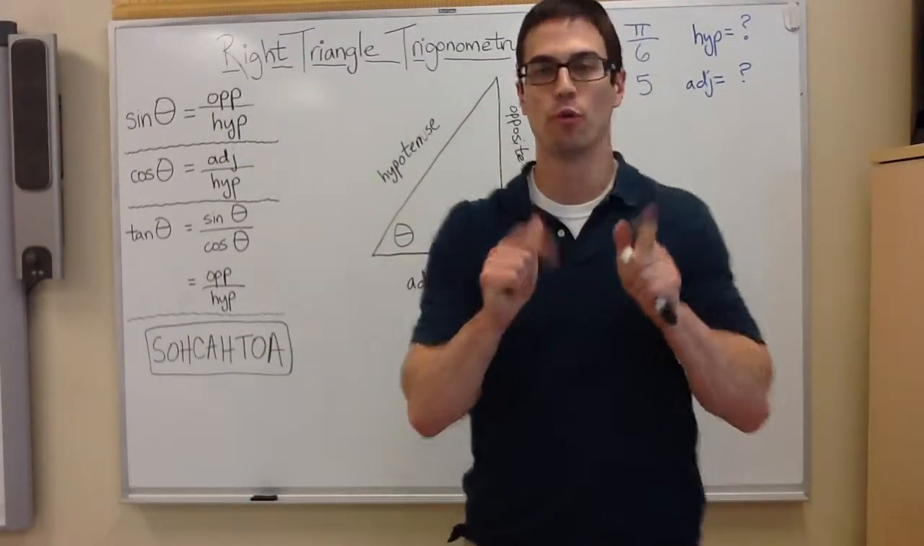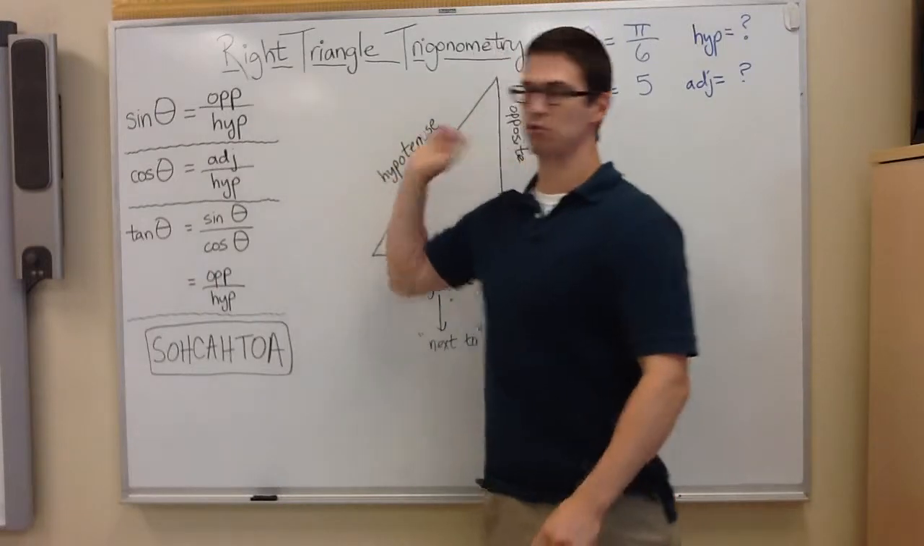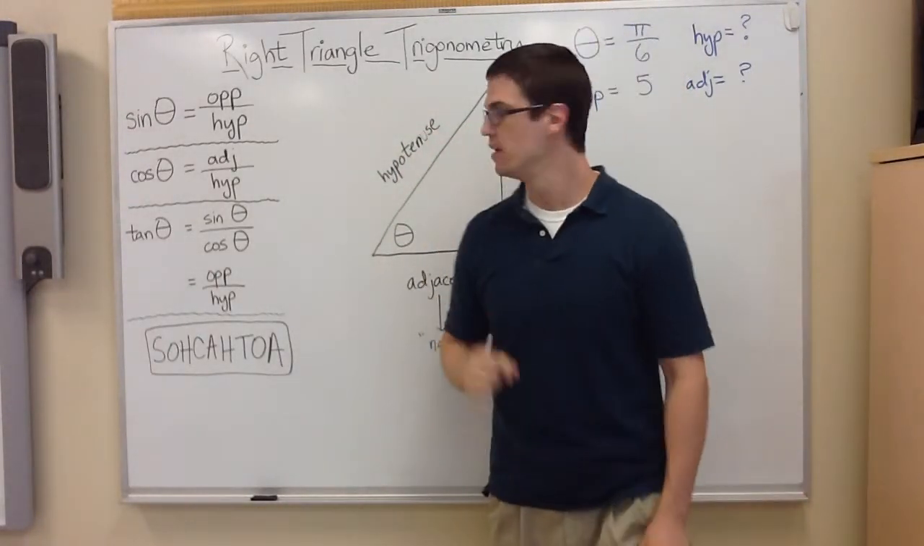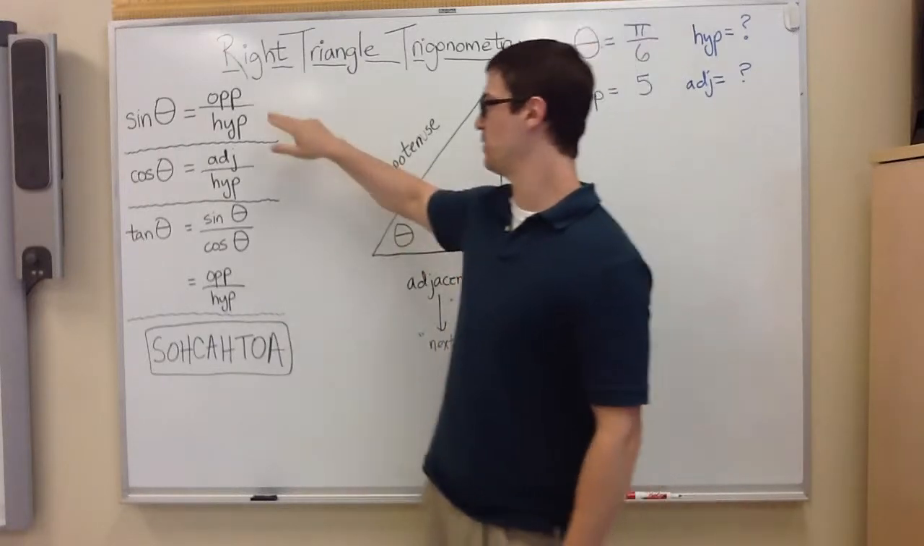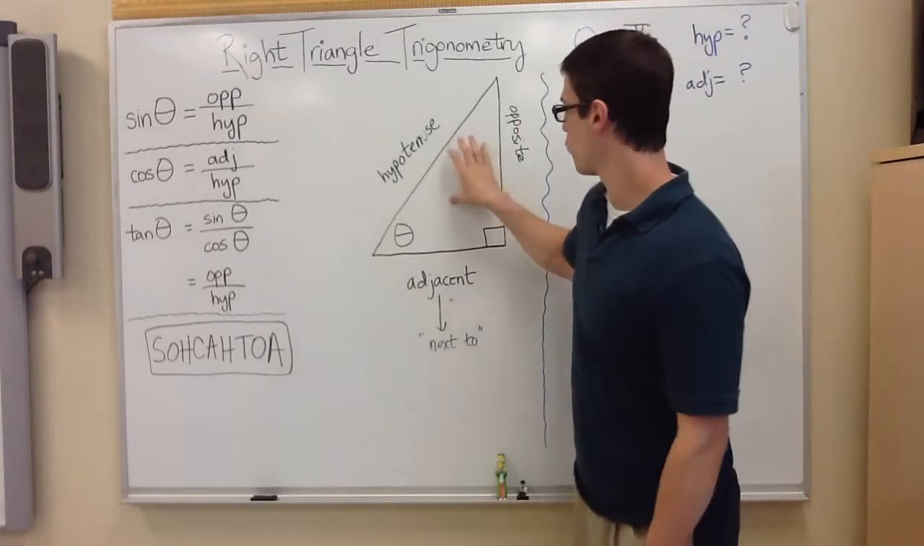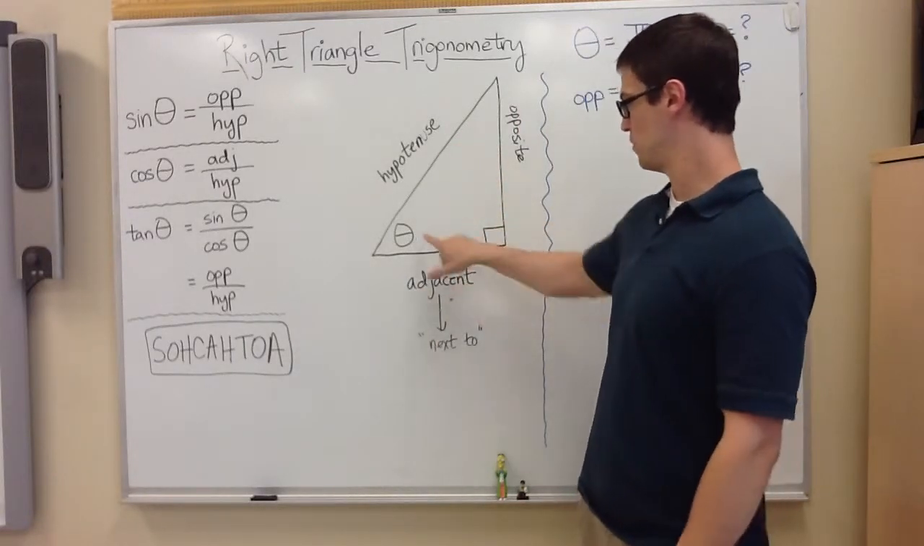Okay, so we're back and we're going to be talking about right triangle trigonometry. It's going to be a continuation from the last video that you saw. In the last video we defined what sine and cosine theta are. If you remember from our right triangle, we have the theta right here.